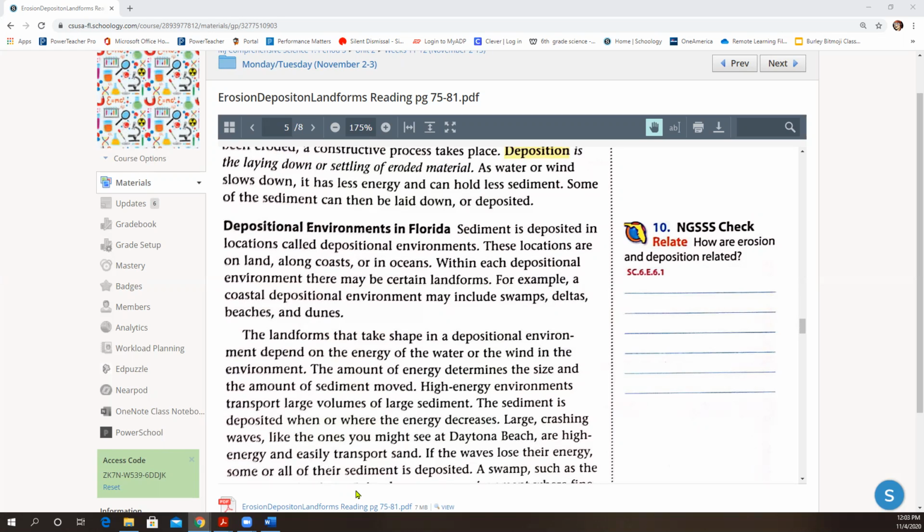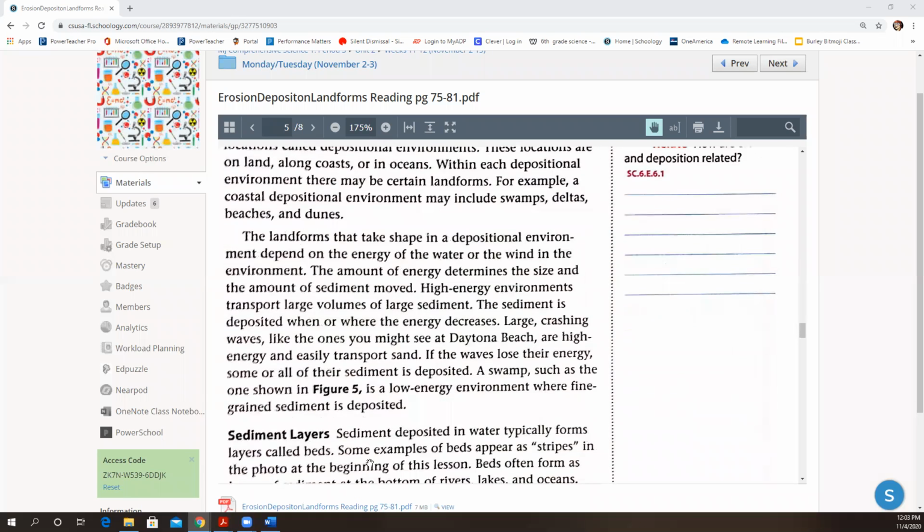If the waves lose their energy, some or all of their sediment is deposited. A swamp, such as one shown in Figure 5, is a low energy environment where fine grained sediment is deposited.